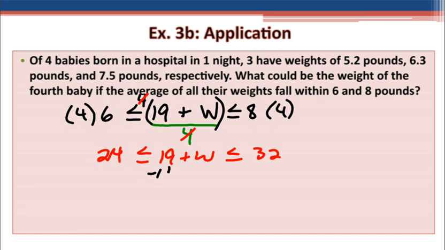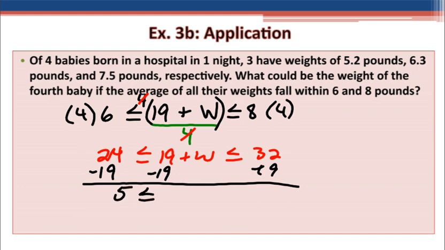Now I subtract 19 to get w by itself, and I'm left with 24 minus 19 would be 5, which is less than or equal to w, which is less than or equal to 32 minus 19, which is 13. So the fourth baby has to weigh between 5 and 13 pounds. So that is our lesson today on solving multi-step compound inequalities.